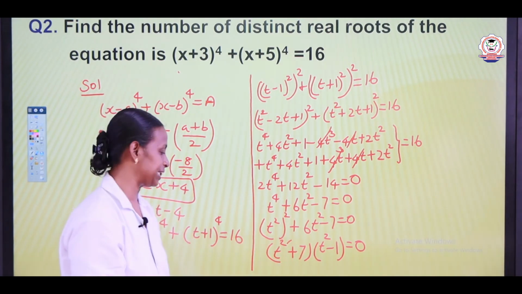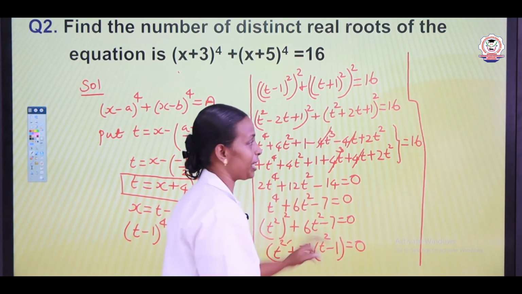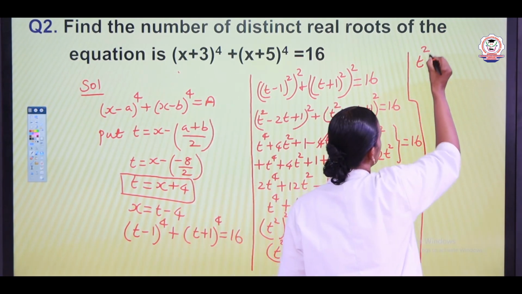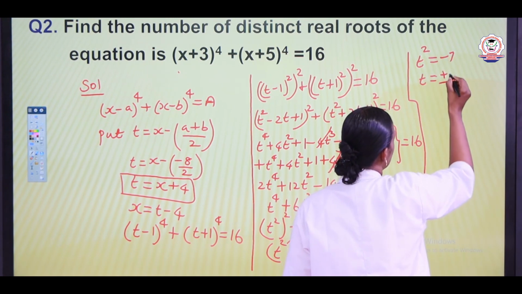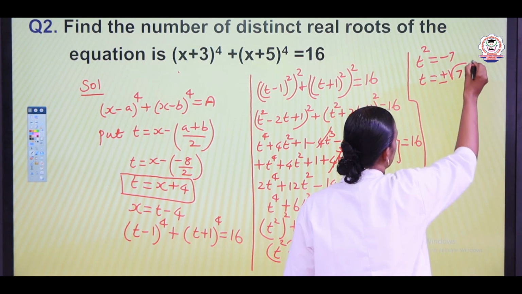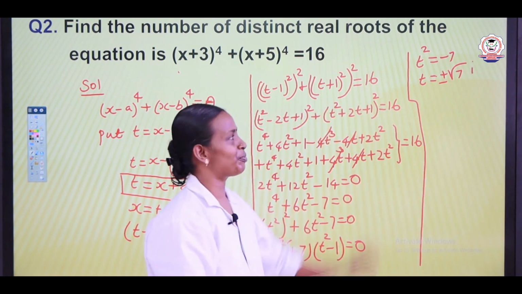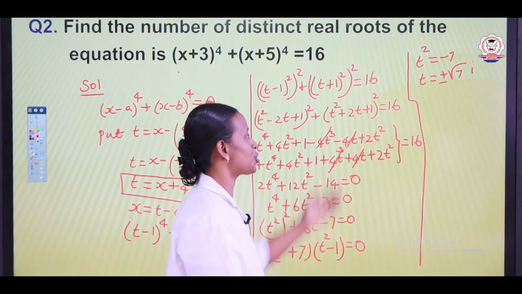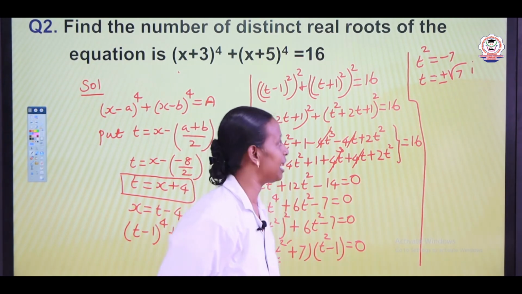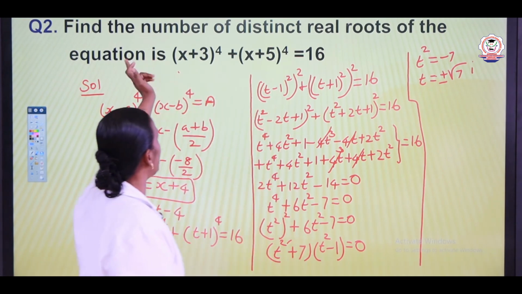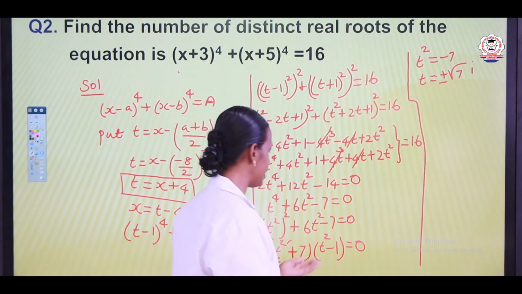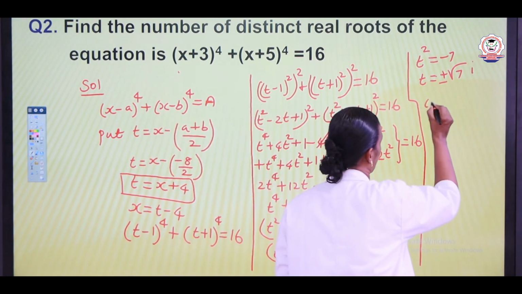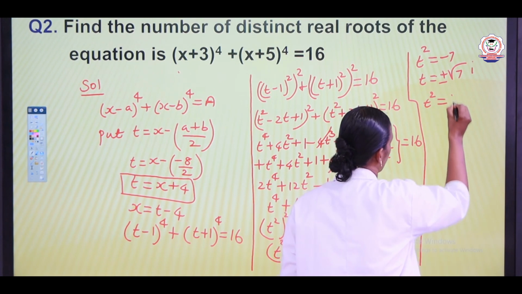So this will be the factor, that is nothing but t square equal to minus 7. So t equal to plus or minus root 7 i. The t value is root 7, root of minus 1 is nothing but i, you know very well. So plus or minus root 7 i, this is your t value. We want to find only the real roots of the equation. Therefore, we omit this one. Next one is t square minus 1 equal to 0, that is t square equal to 1. So t equal to plus or minus 1.